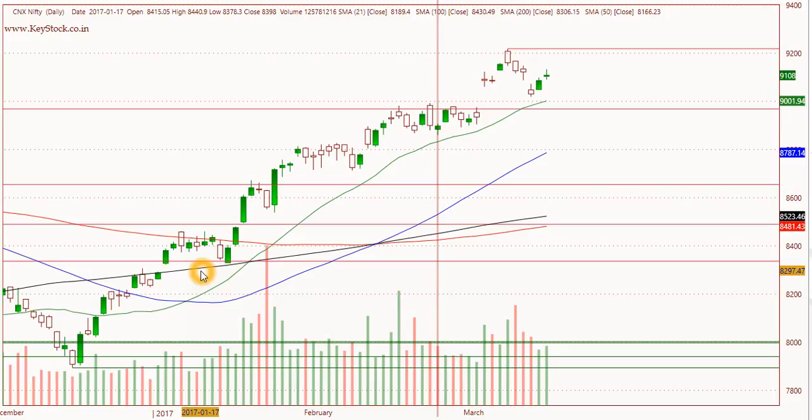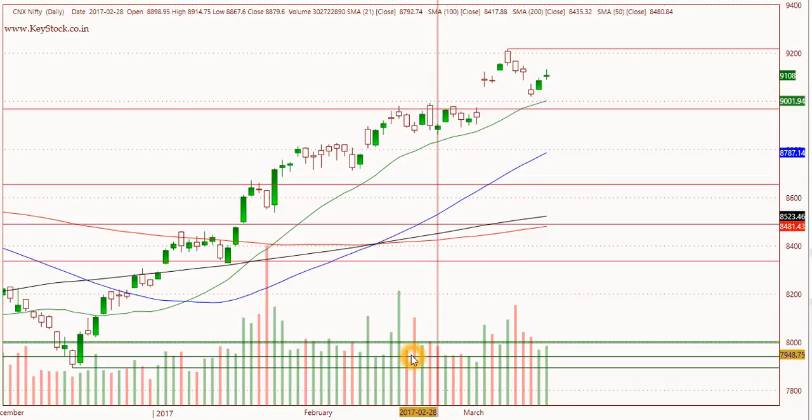Now, from a moving average perspective, the price has been above all short-term, medium-term, and long-term moving averages. As you can see here, this is the 21-day moving average, 50-day, and this is 200-day, and this is the 100-day moving average. And clearly you can see from 30th December, the price has never breached the 21 DMA, which is the green line. This indicates that the Nifty is in a strong uptrend.